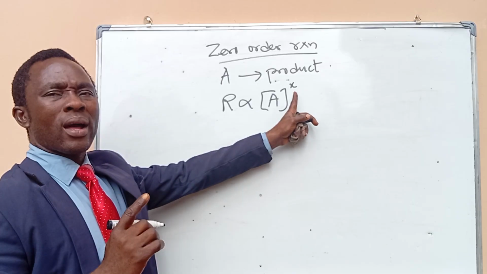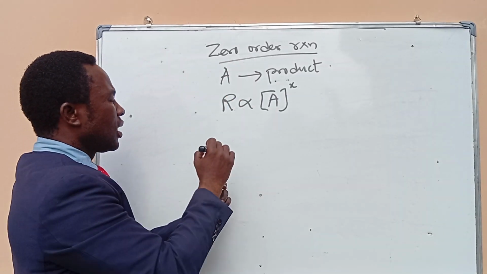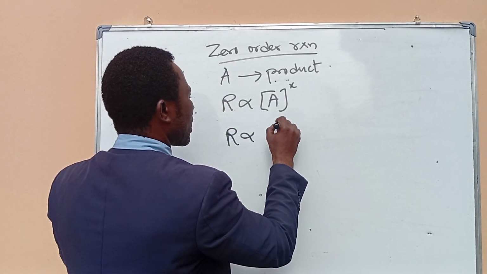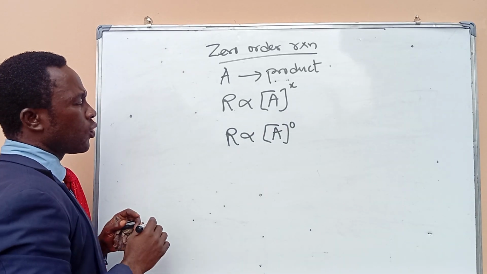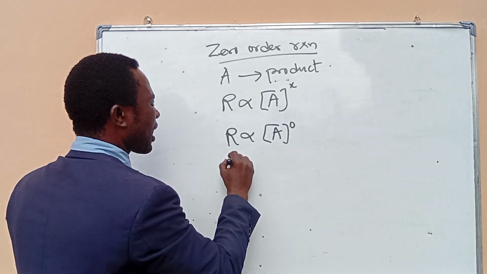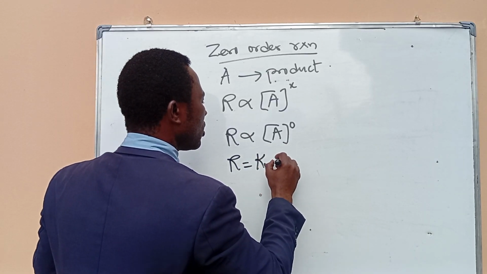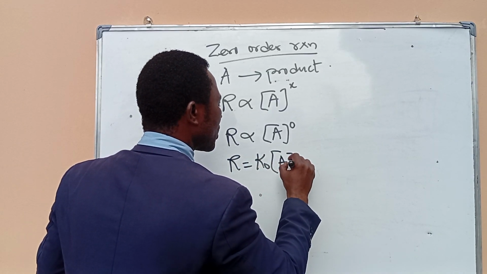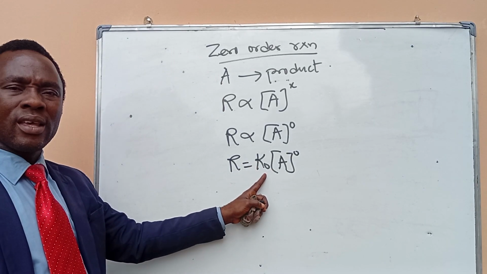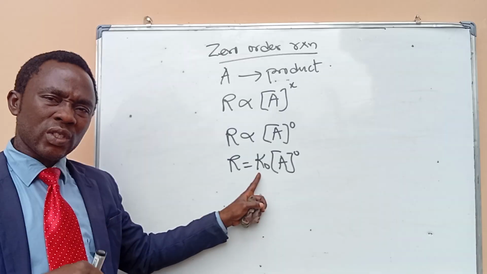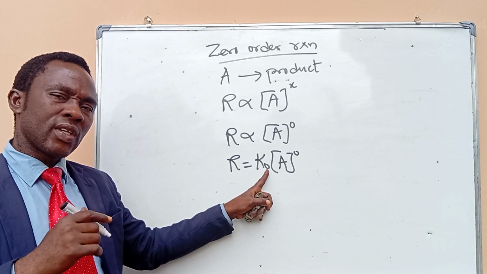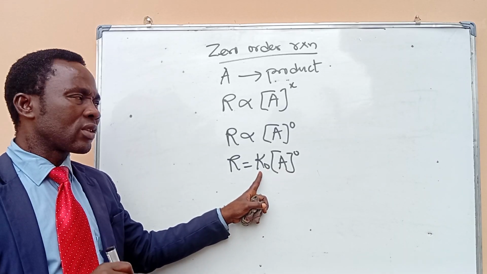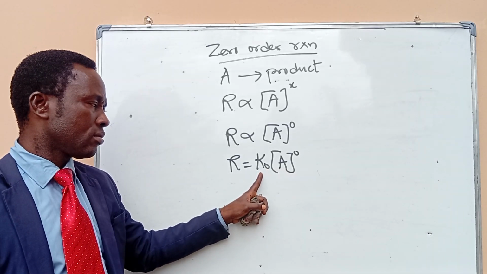Now, since our order of reaction is 0, it means that our rate will be proportional to A raised to the power 0. And now, if we introduce a constant, our rate will become equal to K0 multiplied by A raised to the power 0. This K is a rate constant. We are putting 0 here because it's a zero order reaction. So this is the rate constant for a zero order reaction.